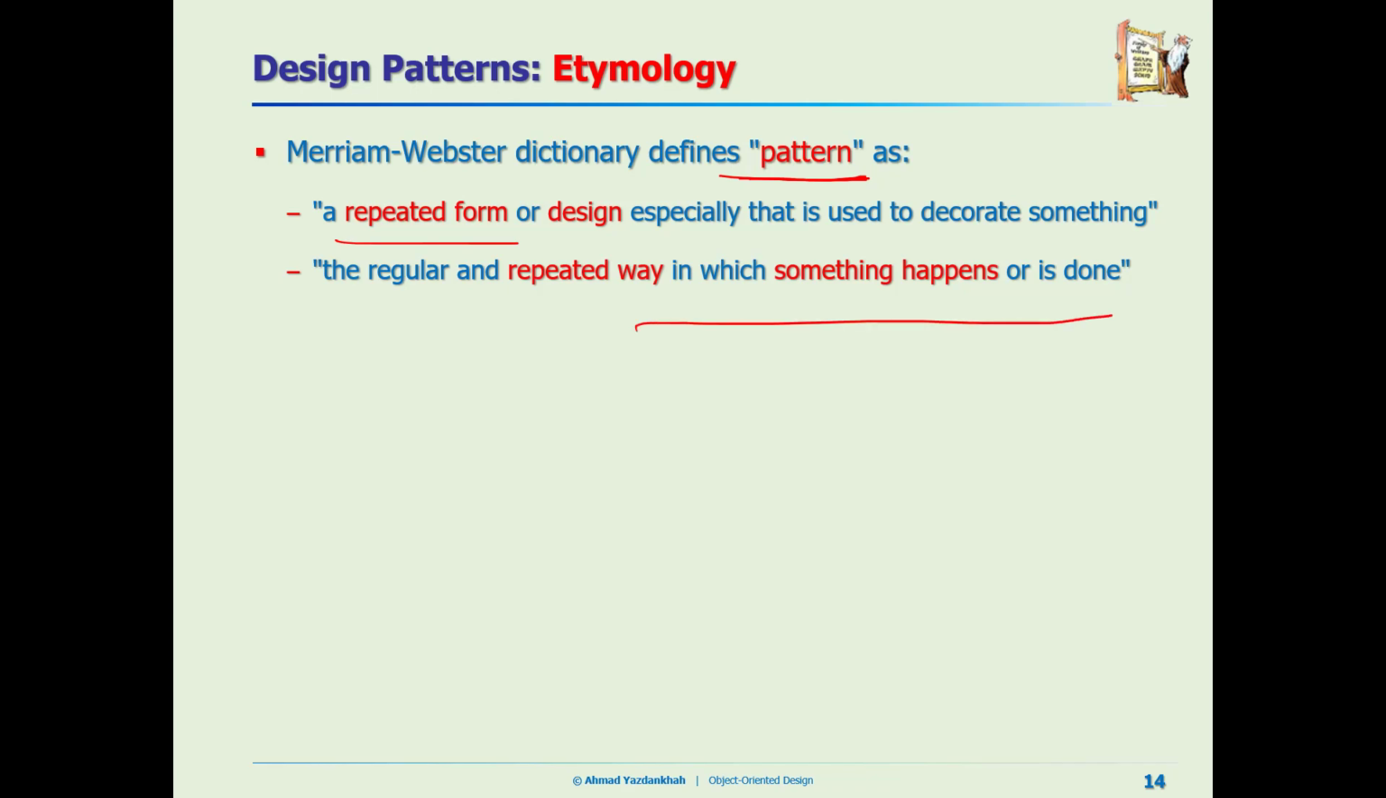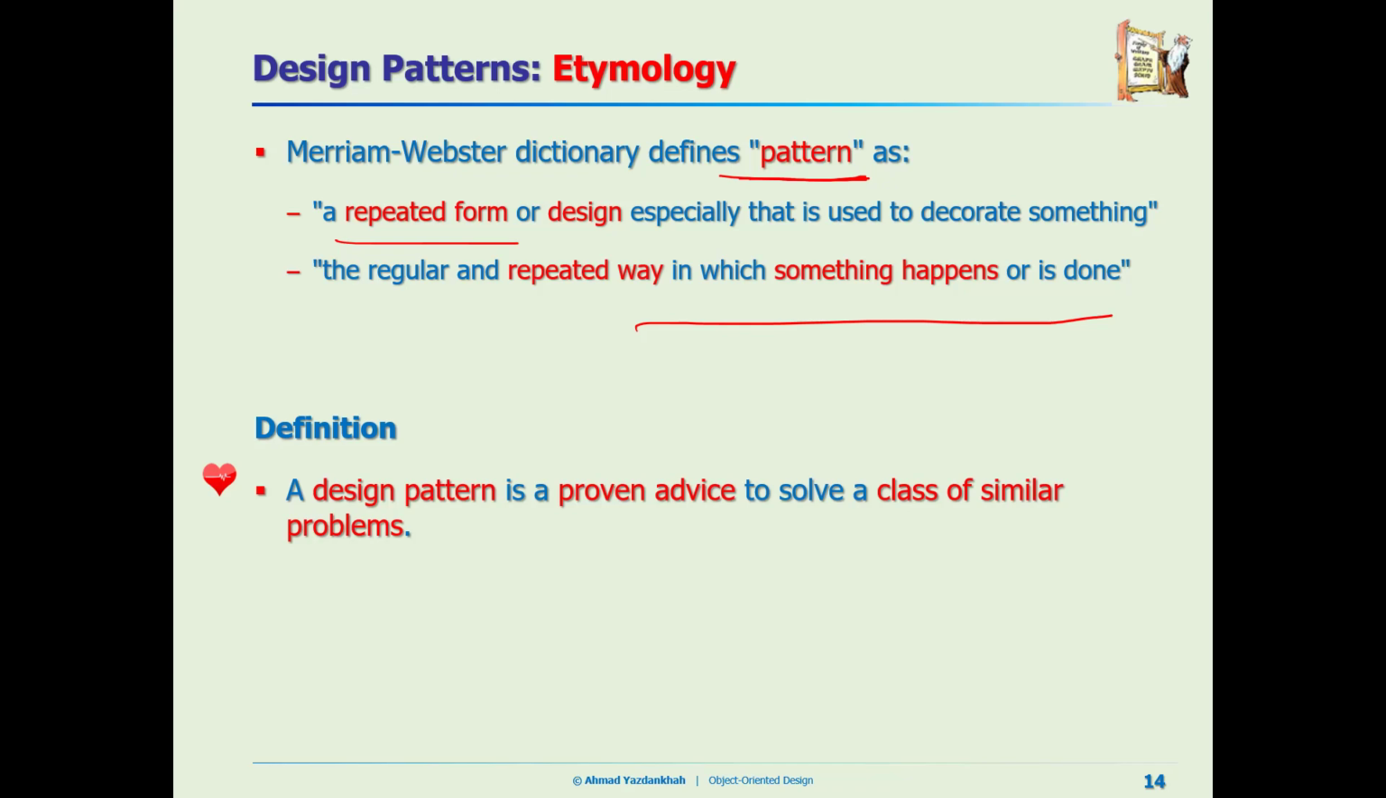But in the computer science definition, what is a design pattern? Then we would say a design pattern is a proven advice to solve a class of similar problems. It's a proven advice. Look at this. It's not really a solution. It's proven advice that you can use to solve a class of similar problems. After taking some examples later, you will understand this definition better.